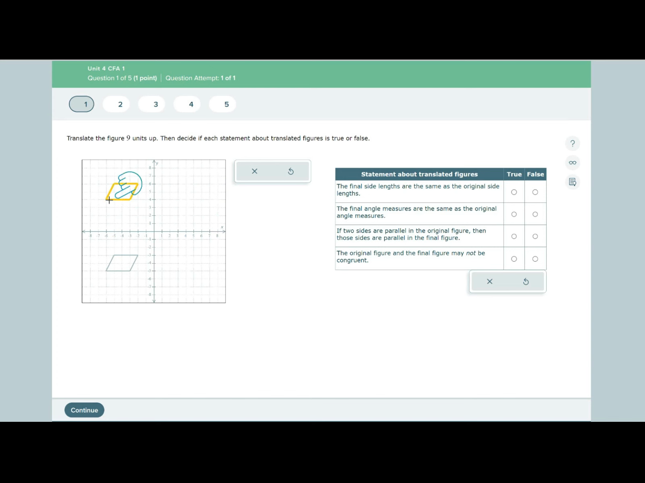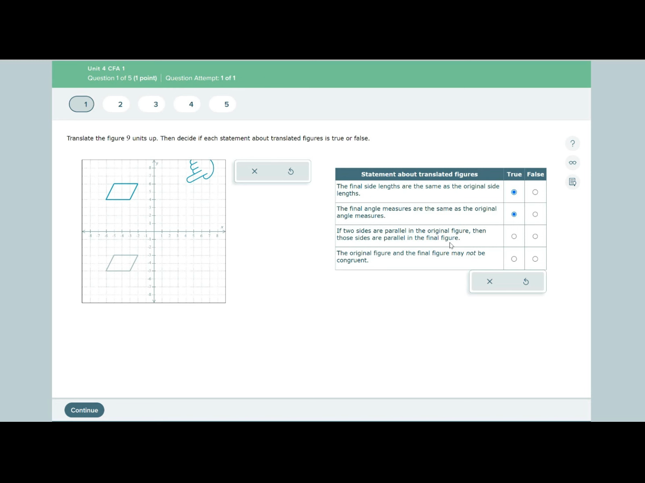Again, I keep track of the pointing thing here. I counted 9 times up. The first statement is the final side lengths are the same as original side lengths. So you move an object, everything should stay the same size, same shape. It's just a different position. So the answer is correct, it's true. The final angle measures are the same as original angle measures. Yes. You move something, it stays the same size, same shape.